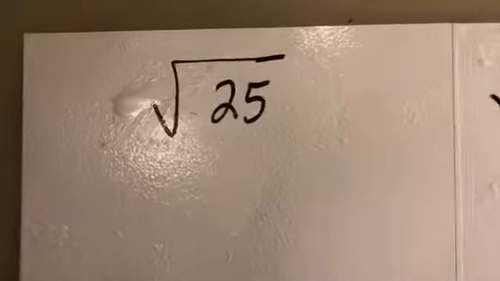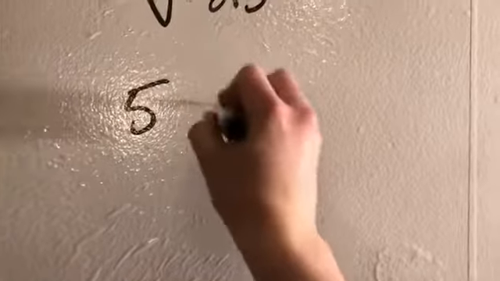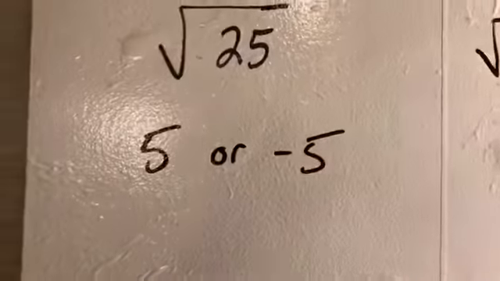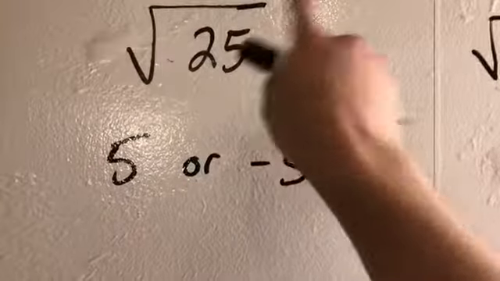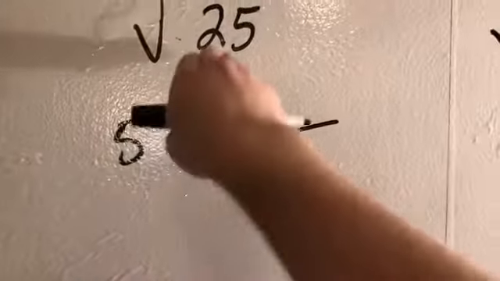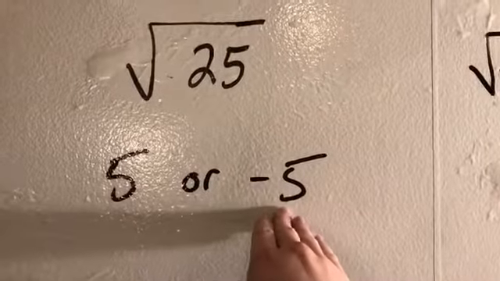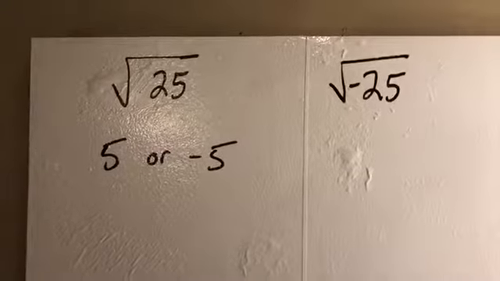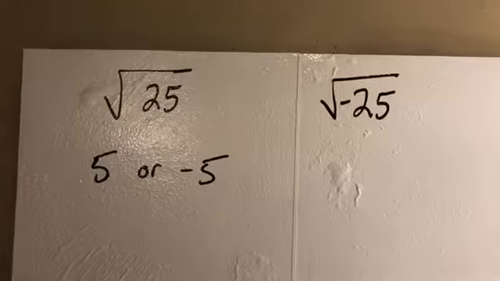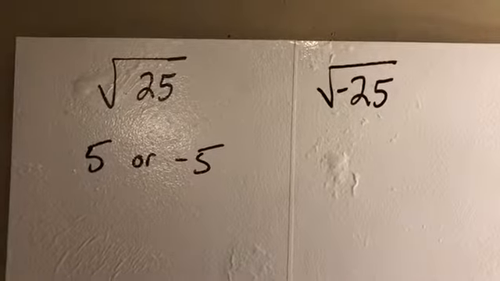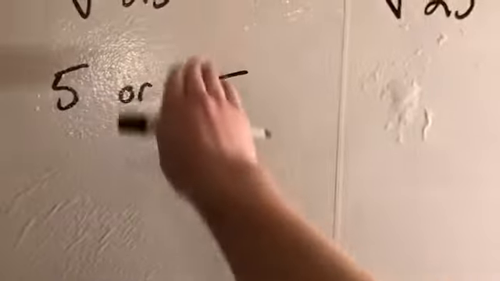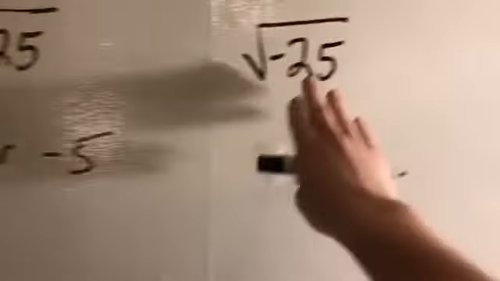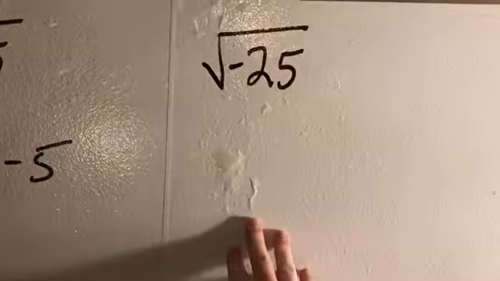So right here, the square root of 25 we know is 5 or negative 5, because 5 times 5 is positive 25, and negative 5 times negative 5 is positive 25. That's the definition of a square root: your answer needs to be multiplied with itself to get back to what you started. So if we think about the square root of negative 25, is there a number times itself that can get back to a negative? The answer is no. There's no real number that exists. No real number exists for the square root of negative 25.